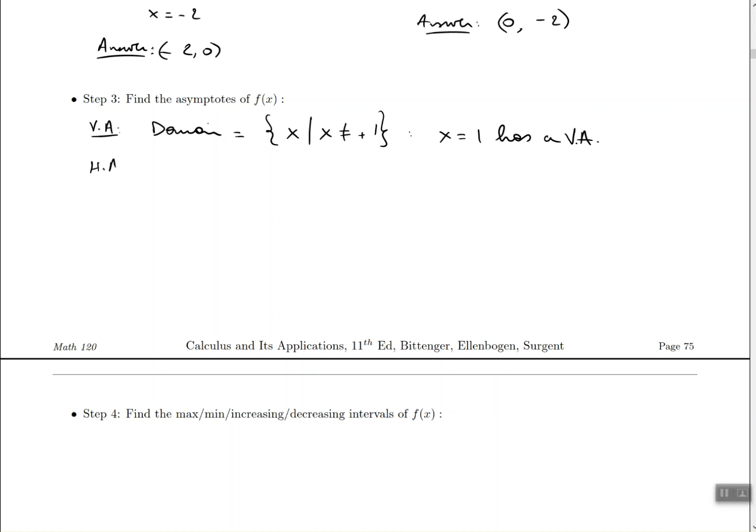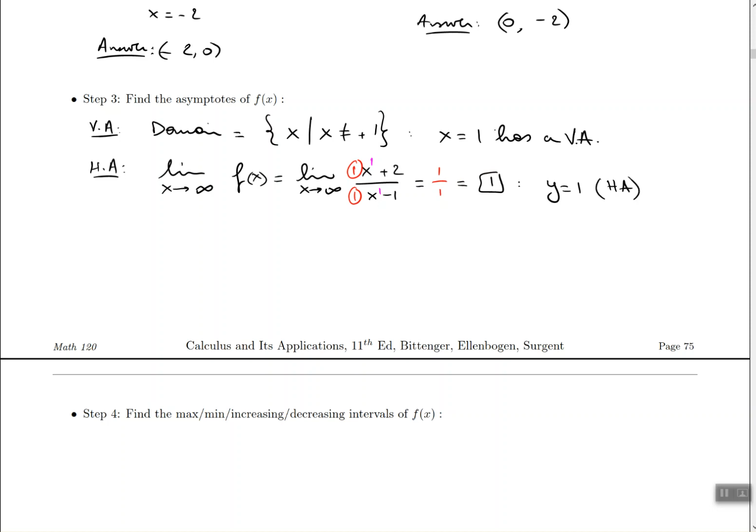So what about the HAs? In this problem, we're going to take the limit as x approaches infinity of x plus 2 divided by x minus 1. Since the degree on the numerator is 1 and on the denominator is 1 also, we will end up with 1 divided by 1 as the answer to the problem. The coefficients basically are the solutions. So this is again 1. This tells me that y equal to 1 is a horizontal asymptote, and x equal to 1 was the vertical asymptote.